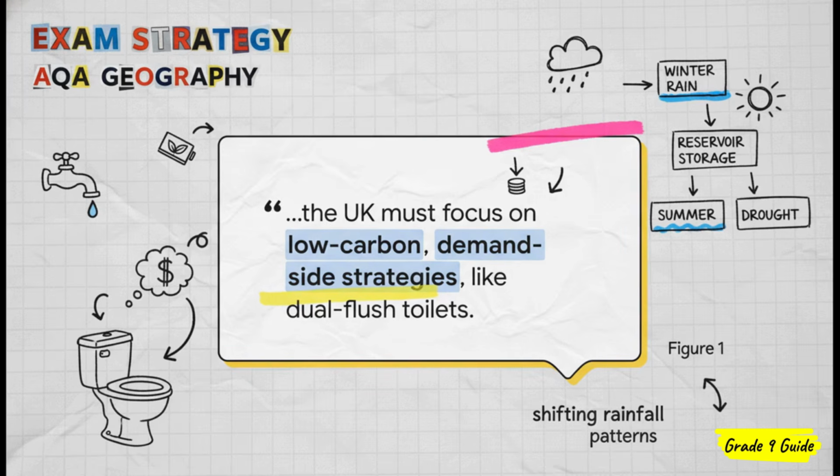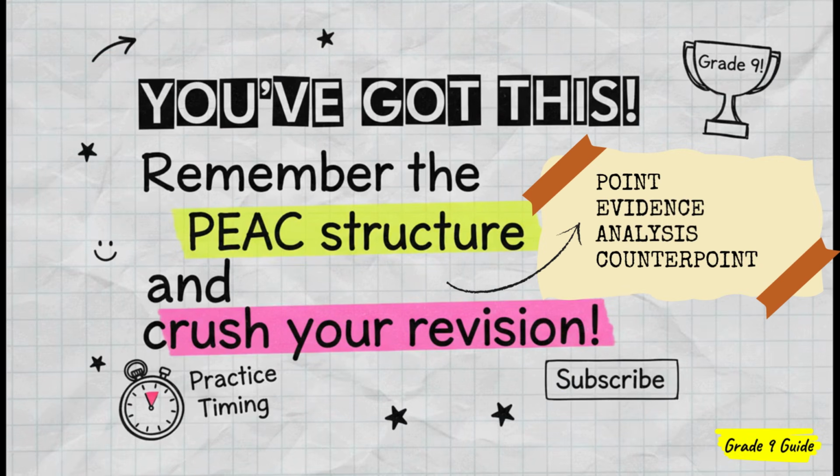The best conclusion, as highlighted right here, is that large-scale engineering isn't enough. We also need to focus on low-carbon, demand-side strategies to really tackle the issue from all angles. Showing you see both sides of that climate coin is absolutely crucial. And there you have it. You now have the exact breakdown and the absolute best grade 9 model answers for the 5 biggest questions that could hit you on exam day.